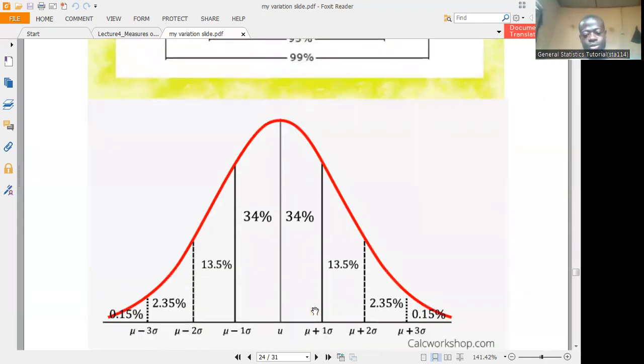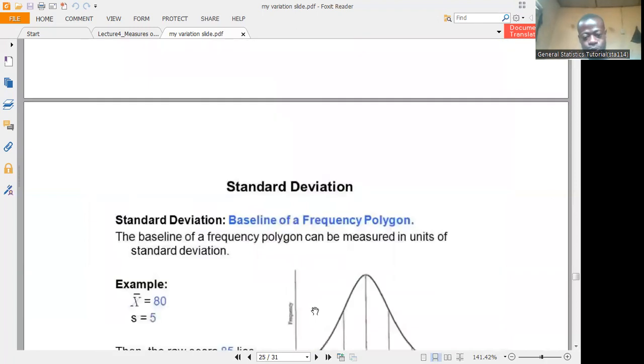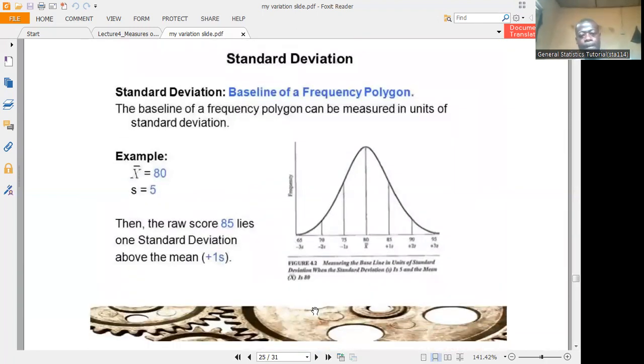Let's try to show what we are trying to do. For example, let's say you have a graph of a data set that is normally distributed. At the end of the day, you calculate the mean of that data set and you realize it's 80. Then you also calculate the standard deviation and you realize it is 5.